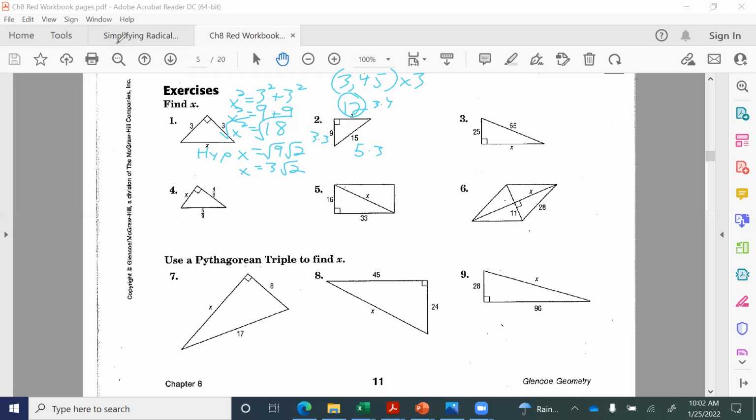So if I did Pythagorean theorem, let me use a different color. We have 15, that's our hypotenuse. So I could have plugged that in for my C value. 9 would go in for one of the legs, and x would have been my other leg. 15 squared is 225. 9 squared is 81. Subtract 225 and 81, and you get 144. Square root of 144 is 12. Again, get the same answer. It's just more work.